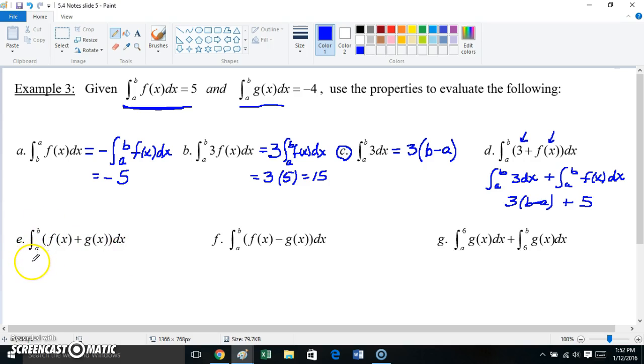Question E, the integral from a to b of the quantity f of x plus g of x. We can break that up into 2 different integrals. The integral of f of x plus the integral of g of x. Adding the 2 known quantities together, we have 5 minus 4, or 1.